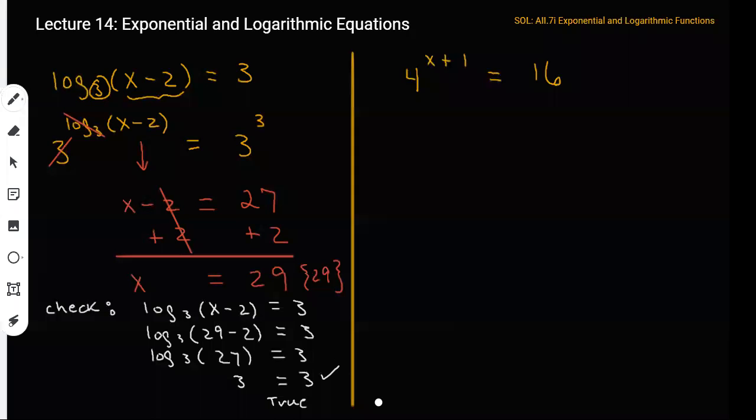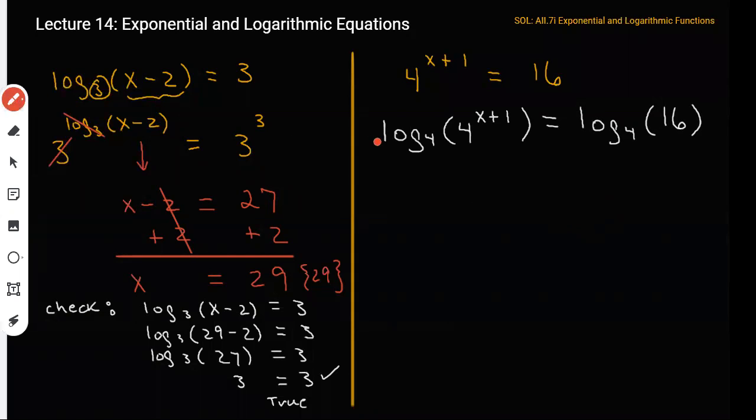Let's work on the next one. This time I have 4 raised to the x plus 1 power. So I need to figure out what x is. Since I'm starting off with an exponential equation, I'm going to introduce a logarithm on both sides so that I can get rid of all the bases. So I'm going to take the log base 4 of both sides. Take the logarithm of both sides. That way, on the left side, the bases will cancel out.